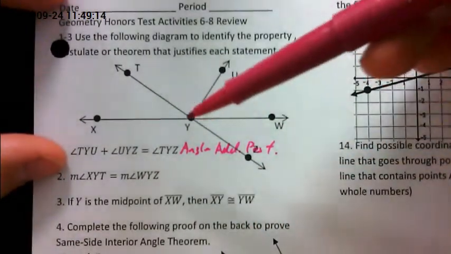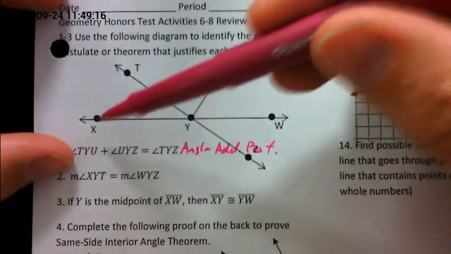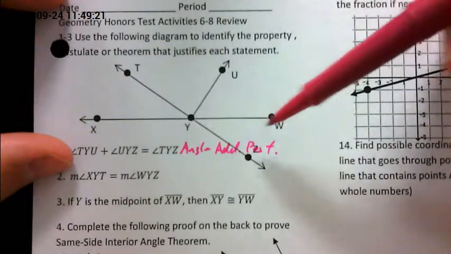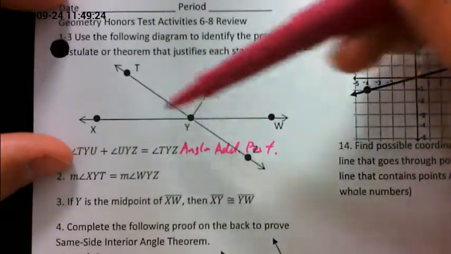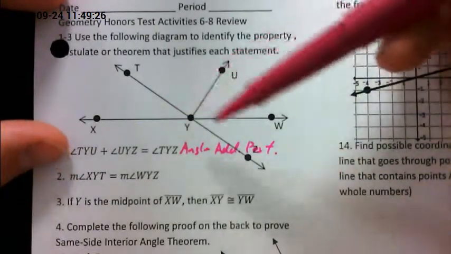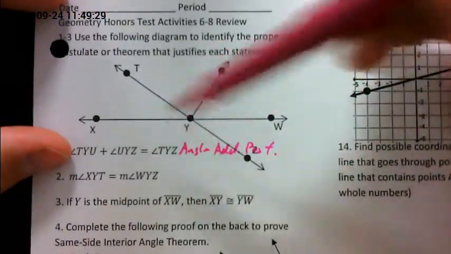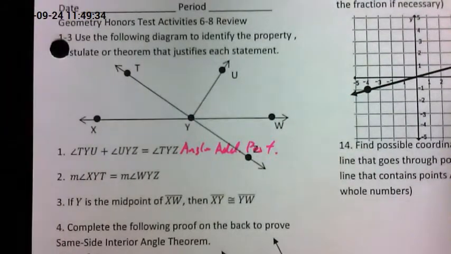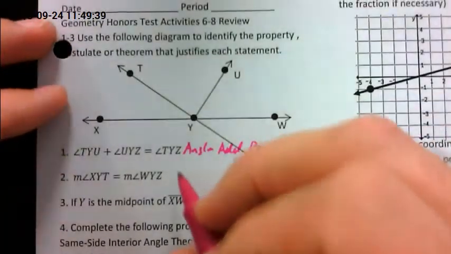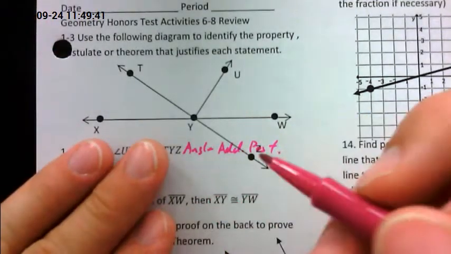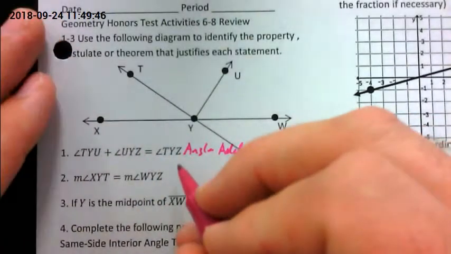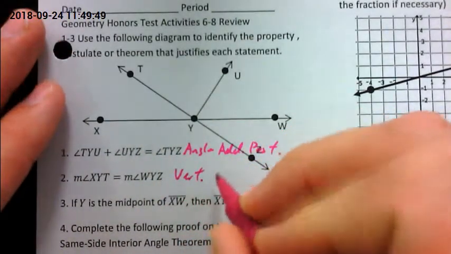On number 2, we have angle XYT equals angle WYZ. What are these 2 angles? Vertical. So are we saying that these measures are equal because they're vertical angles? Well, what would tell us that? Vertical angle theorem. So we don't know that they're going to be the same measure just because they are vertical angles. We know because of the vertical angle theorem.